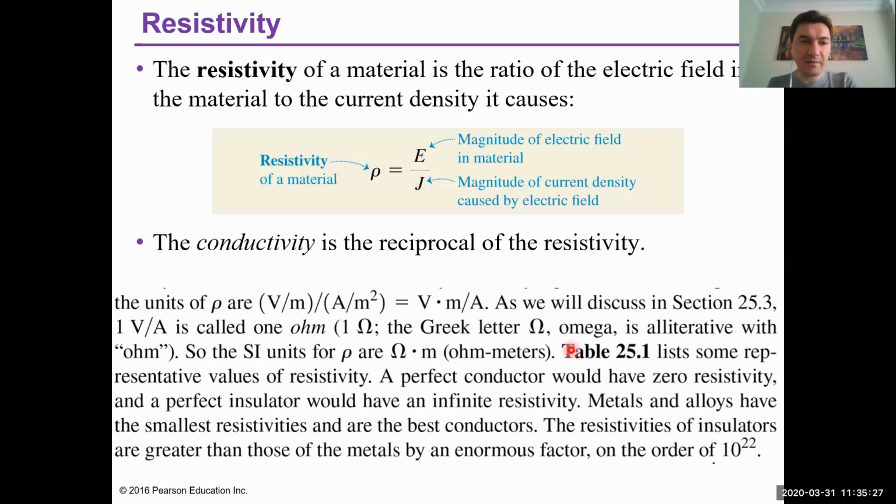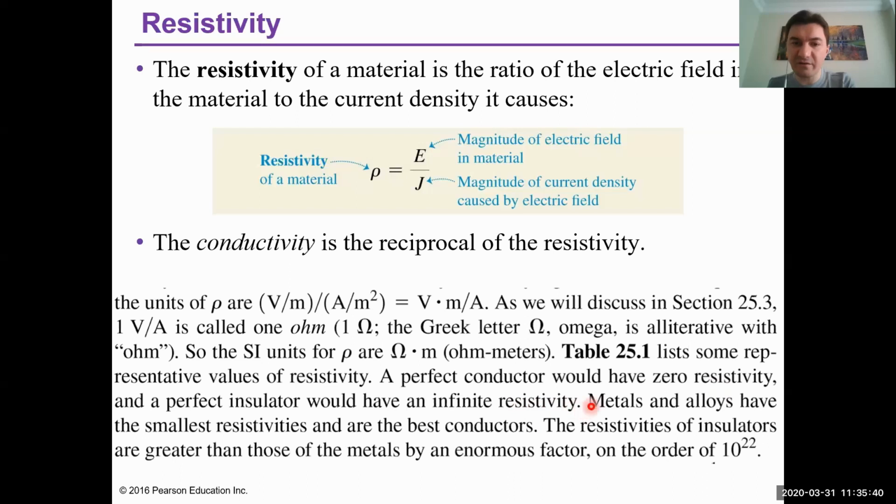So a perfect conductor would have zero resistivity or very low resistivity, and a perfect insulator would have an infinite resistivity. Metals and alloys have the smallest resistivities and are the best conductors. The resistivities of insulators, this is very important, are greater than those of metals by an enormous factor on the order of 10 to the power 23.